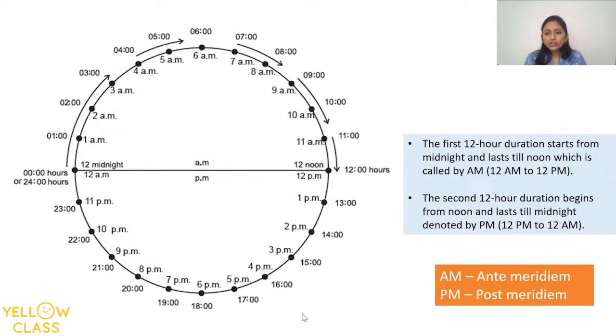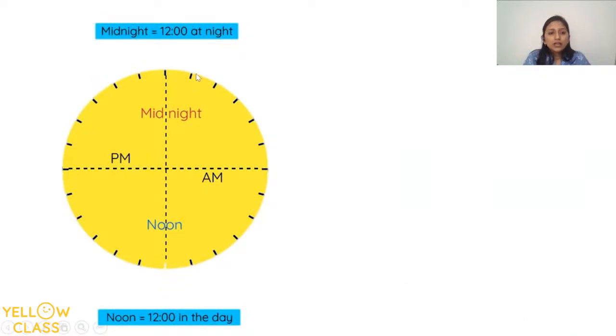The first 12-hour duration, I have told you, is AM. It starts from midnight to noon. And the second 12-hour duration is from noon to midnight, 12 p.m. to 12 a.m. Now see what these mean: AM is ante meridian and PM is post meridian. This is the full form of that. We usually write AM and PM. So we have seen, children, 12 midnight at night, 12 noon in the day.